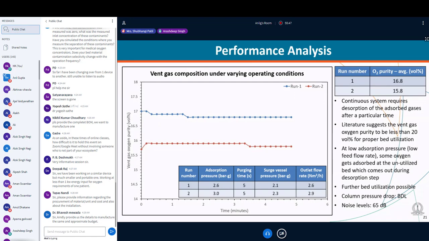People have suggested in the literature that if the oxygen in the desorption gas is less than 20%, you have designed your system well. When we were doing our experiments, we saw that at 2.6 bar, my oxygen at the outlet on the desorption side was around 16. On average it was 16.8%. And whenever I was doing my adsorption at 3 bar, I was getting my O2 purity of around 15.8. So why has it decreased?